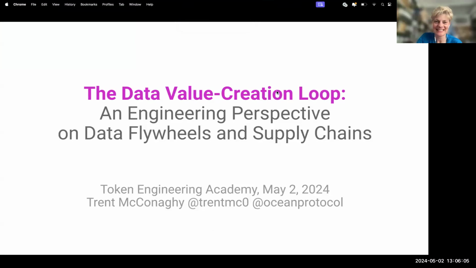Excellent. So let's get started. Yes, I'm going to talk about the data value creation loop from an engineering perspective, token engineering perspective. It's to do with data flywheels and supply chains and actually making money, which is a very nice optimization thing to optimize for. Can you help your community make money? It really helps usage. So that's kind of what we focused on here.